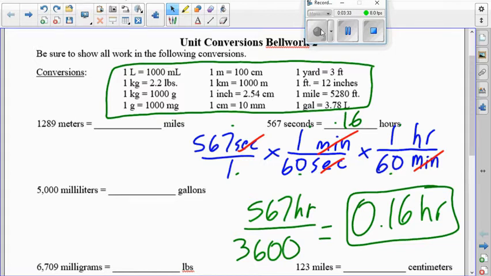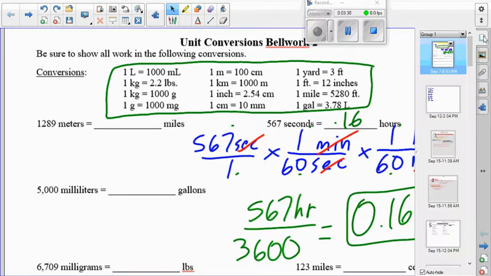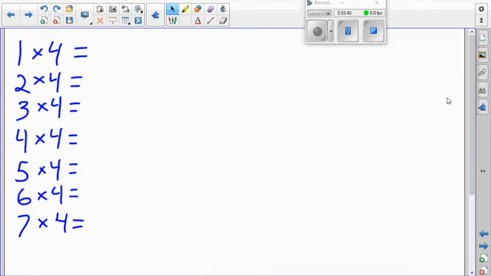Your quiz will look just like this tomorrow. It's only 5 questions, so it shouldn't be too bad. But we're going to go ahead and move on to some new notes.